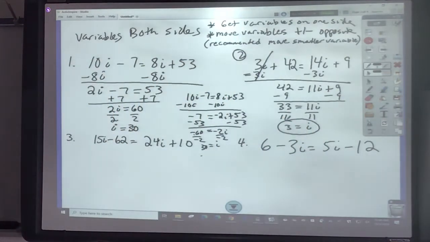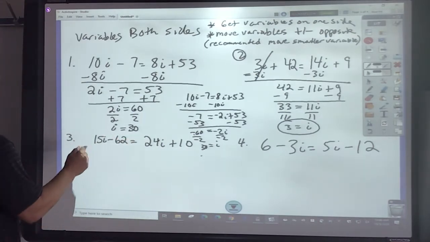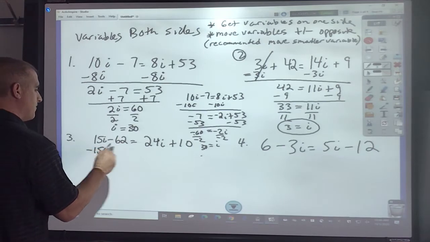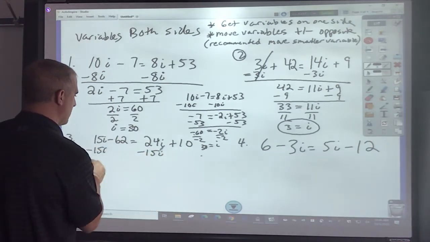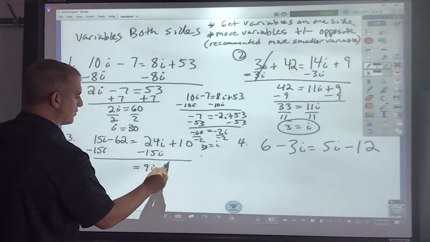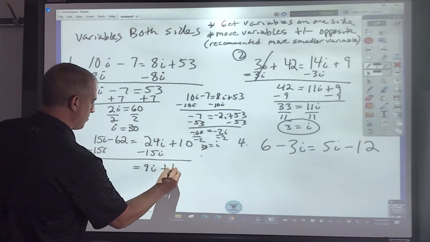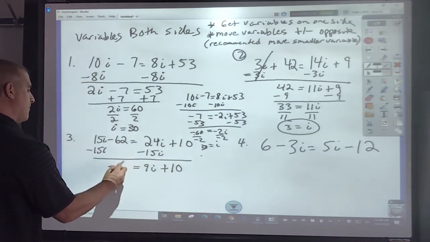Same thing here. Given the choice of moving 15 or 24, I'm going to choose to move 15. So 15 minus 15, that would be 9i. Very important you keep the variables as you go. Some people will lose them. Keep the variables as you go. Plus 10, drop that down, minus 62.